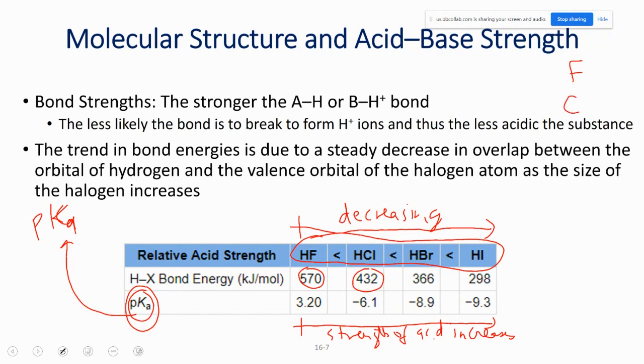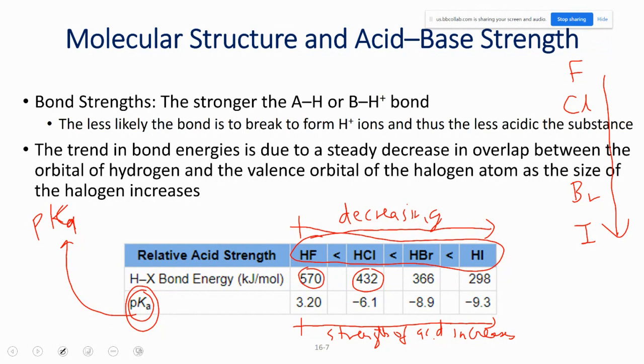Fluorine is in period 1, chlorine is in period 2, bromine is here, and iodine is here. All right? So what's going to happen is, fluorine is a pretty small atom. And what we had said was the atomic radius of an element increases as you go down a group, right? That means, let me make a relative size of what hydrogen bonded with fluorine, hydrogen bonded with chlorine and bromine and iodine would look like, all right?